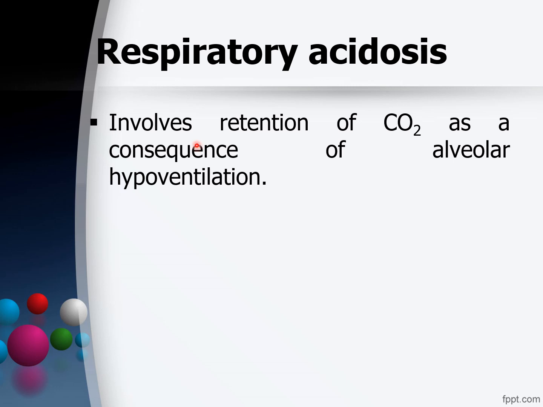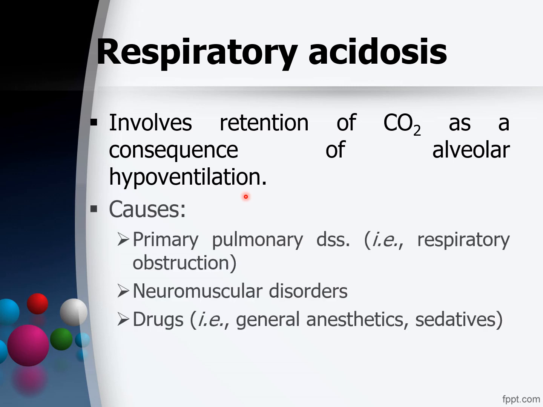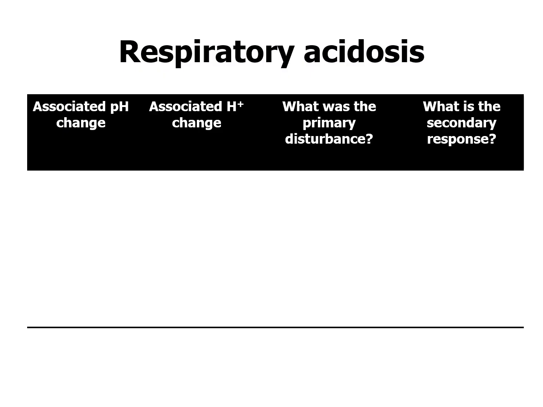It could lead to a decrease in gas exchange in the alveoli and develops when the lungs fail to adequately eliminate carbon dioxide. For the causes of respiratory acidosis, it could be caused by a respiratory obstruction, neuromuscular disorders, and from the use of drugs such as general anesthetics and sedatives, which are respiratory depressants and could lead to the failure to adequately eliminate carbon dioxide. So these are the patterns associated with respiratory acidosis.